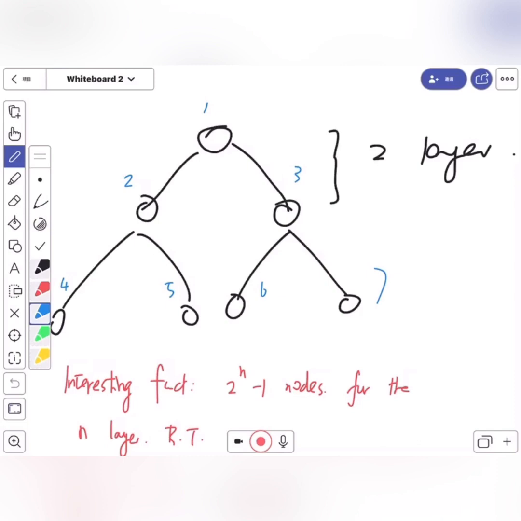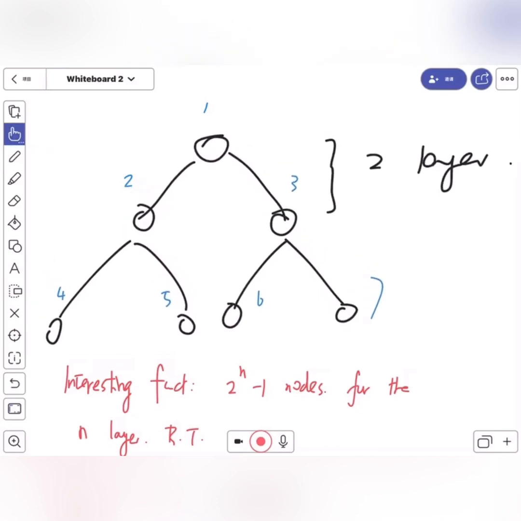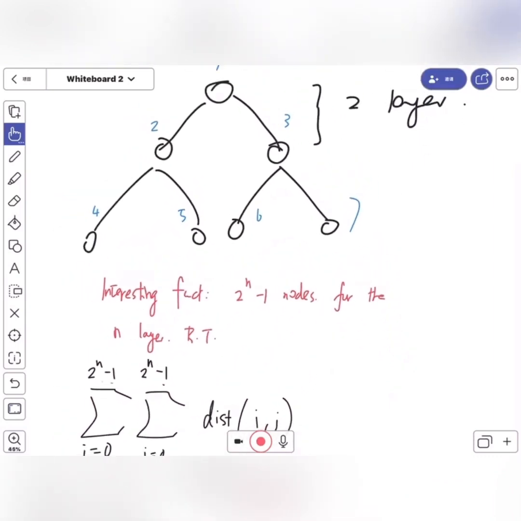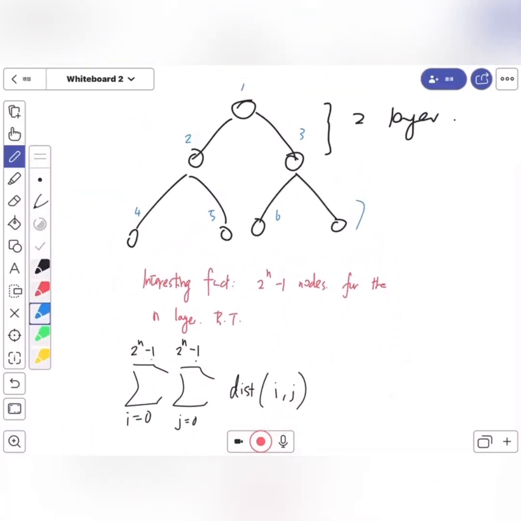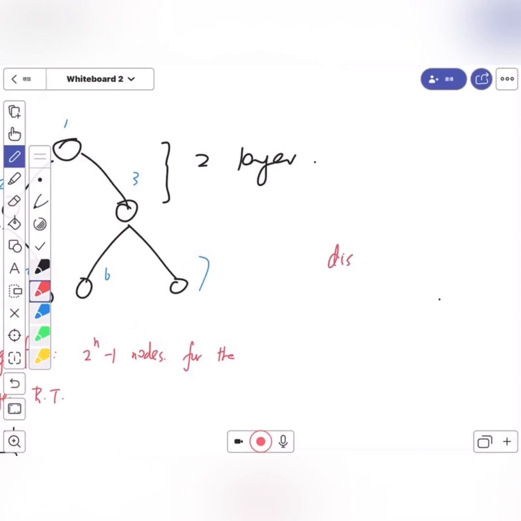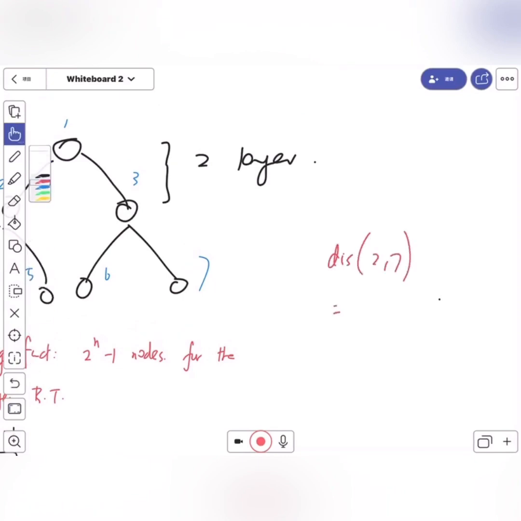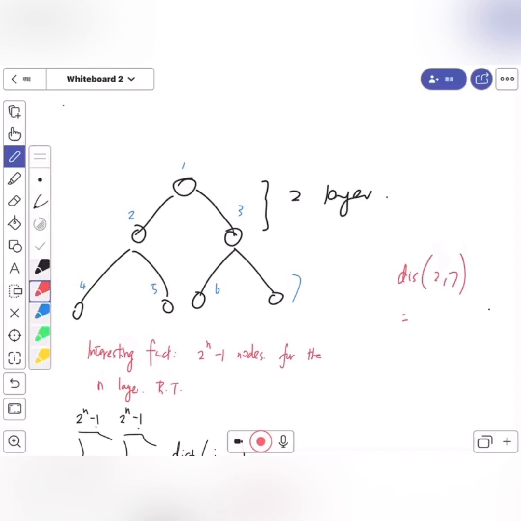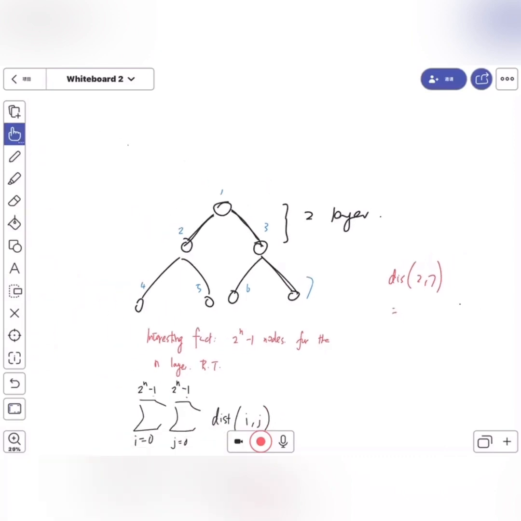So from here, we can realize what we want to do with this summation. This summation is basically saying that we want to find the distance from any node, for example just this node to this node, like any two nodes, and sum them up to get our final answer. So for example, the distance from 2 to 7: we have to go through this, this, and this, so basically the distance of 2 and 7 will simply be 3.